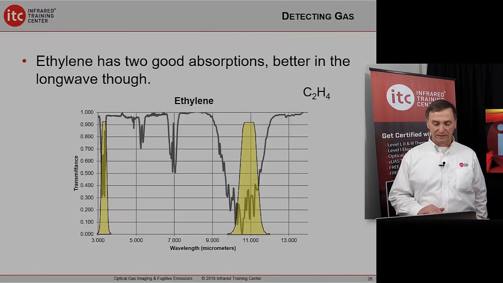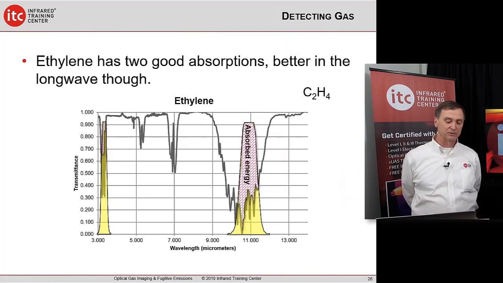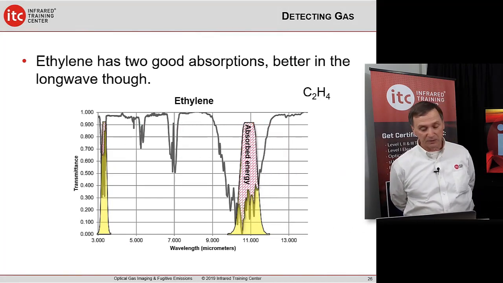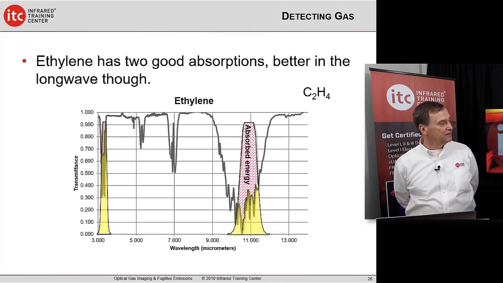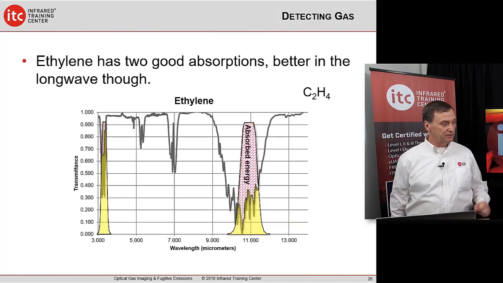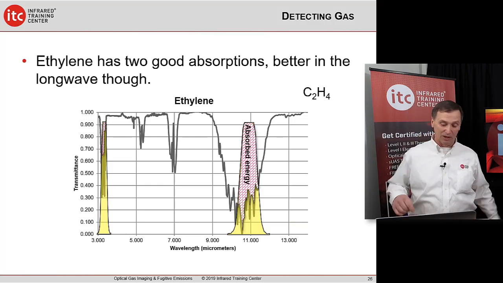And here is another gas, ethylene, very common, that has a small absorption in the midwave, so a GF320, but a huge absorption in the long wave for the GF306. So our recommendation, if you're a primary producer of ethylene, you would opt for the GF306 so you can see the smallest leaks.